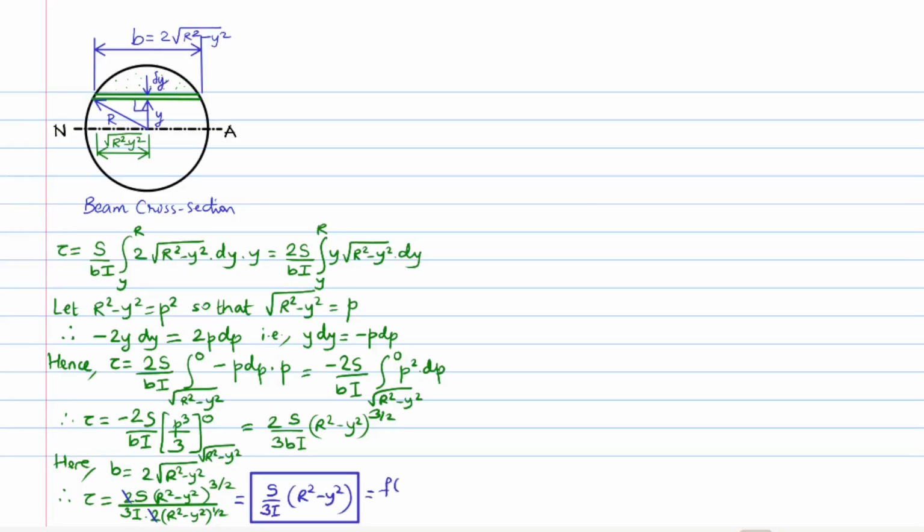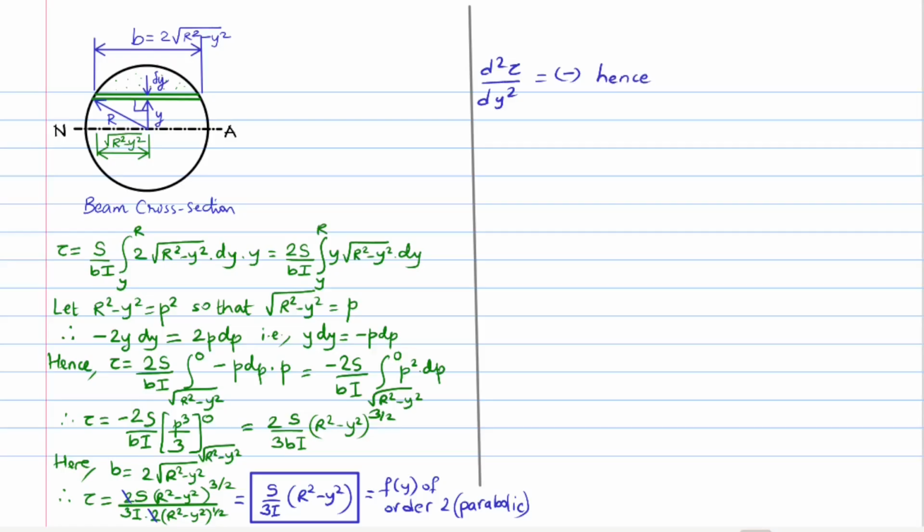This equation shows that the shear stress is a function of y of order 2, meaning that the curve is parabolic. The double derivative of shear stress as a function of y is found to be negative in sign. Hence, the curve obtained is of maxima type with respect to the zero shear stress line.